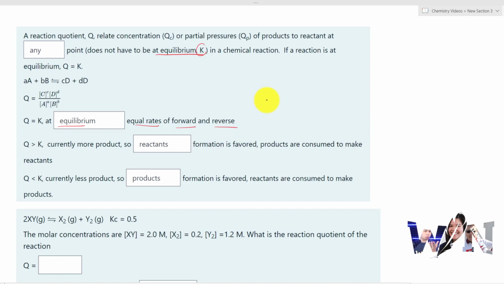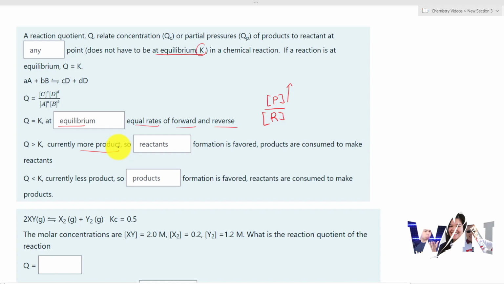Again, we already learned that when we write Q and K, we're talking about the product and reactant. So let's try to summarize this. First of all, we have Q greater than K. Think about it. In order for Q to be greater than K, you would have more product, right? So there you go, currently more product. So what does that tell you? If you have more product right now, and you're not at equilibrium, in order to achieve equilibrium, what do you have to do?